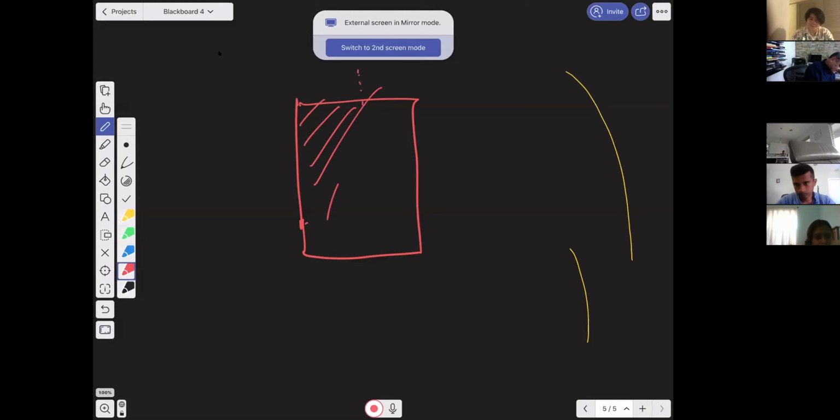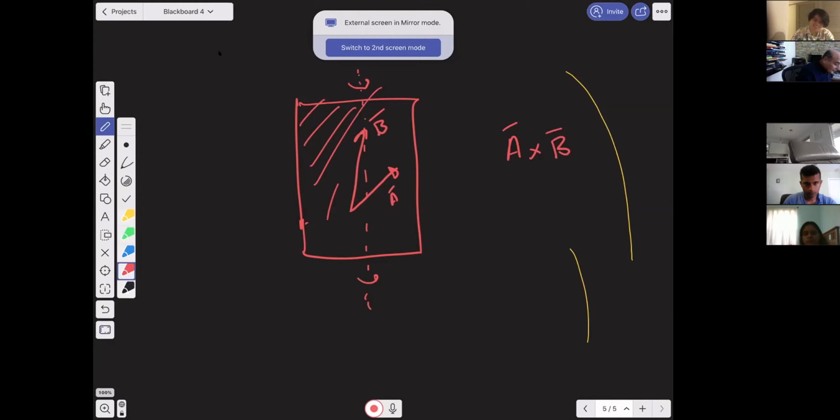See this axis of the notebook? Can I rotate the notebook like this? Yes or no? So imagine that I put two vectors on this plane, A and B. These are the two vectors on the sheet. Where is the vector that is A cross B? I say the vector A cross B is perpendicular to the plane of the notebook.